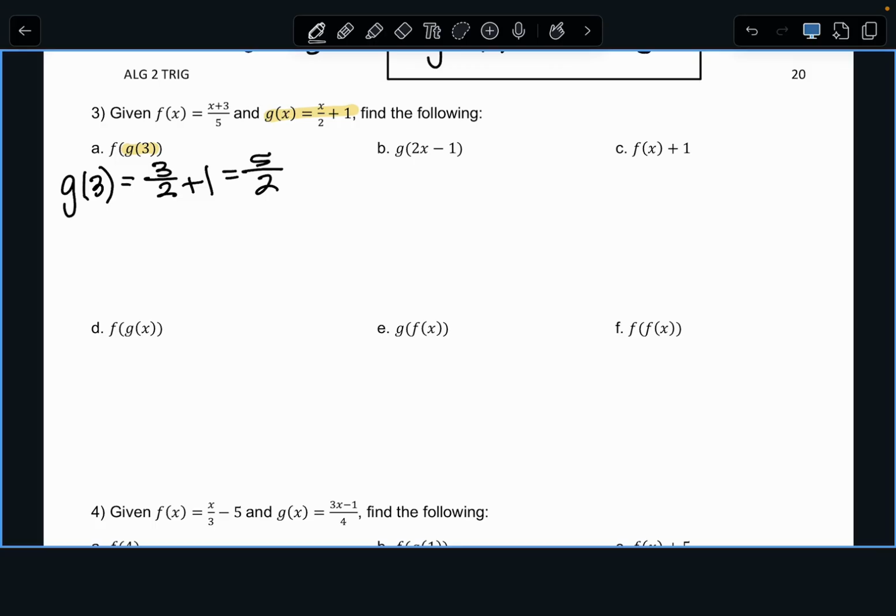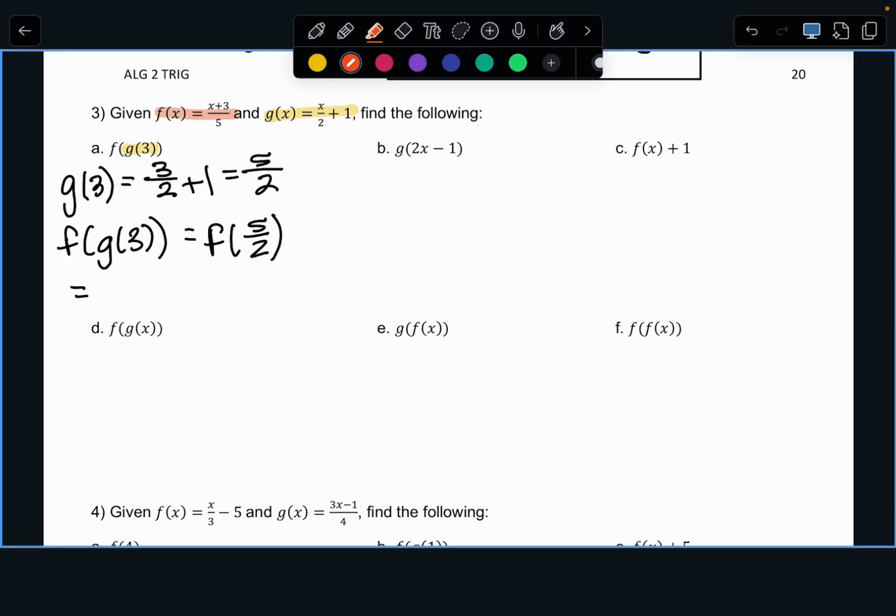Now I have g of 3. I have the inside part. So my new actual question is f of 5 halves. I'm replacing this g of 3 with what I just found it to be. So now I take 5/2 and I plug it in for x in this function, which is going to give us some weird fractions that we have to reduce.